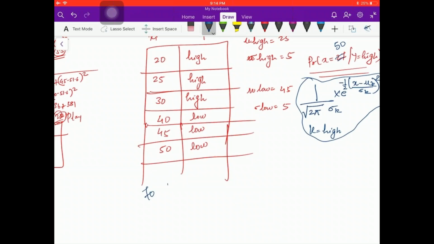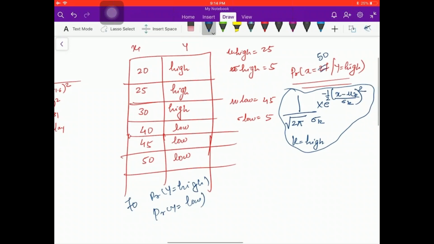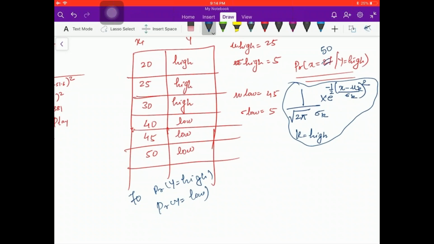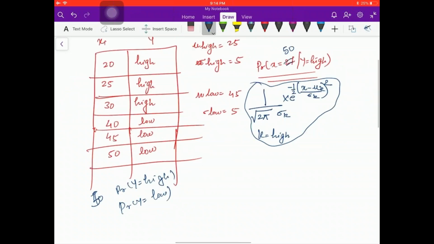Okay, now what is my probability of y equal to high, and what is my probability of y equal to low, or let's say whatever we have calculated for 50. Okay, now probability of y equal to 50.